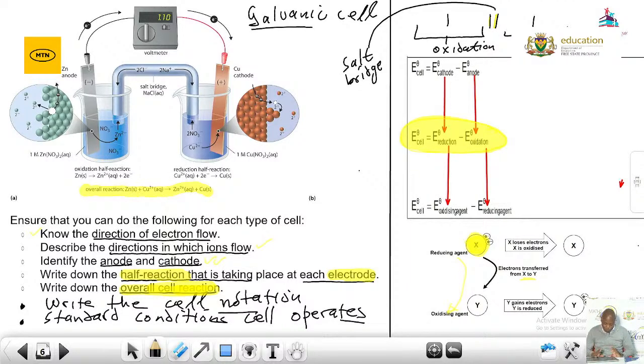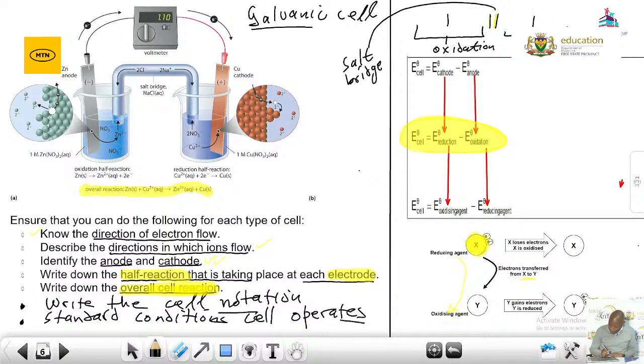try by all means to use your formula sheet in order to minimize mistakes. Hence, I am using the formula E naught is equal to E cathode minus E anode in order for me to link everything here. So I am linking the formula with oxidation, the reducing agent, and the electron flow. The fact that I know it is oxidation, a loss of electrons, means the reducing agent will lose the electrons and the oxidizing agent will gain the electrons. So my electrons will move from my reducing agent to my oxidizing agent. This becomes easy to follow, and this becomes a nice summary that one can use.